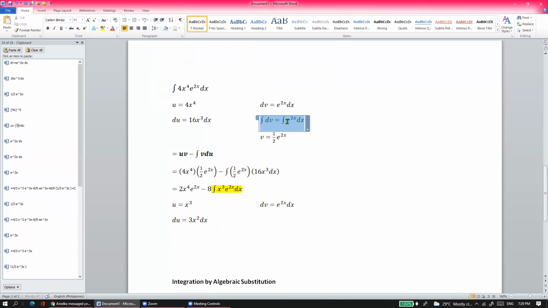Then, copy-paste natin yung integral dito. Yan. Same lang naman. And of course, yung last part, yung value ng kanyang integral, also the same.